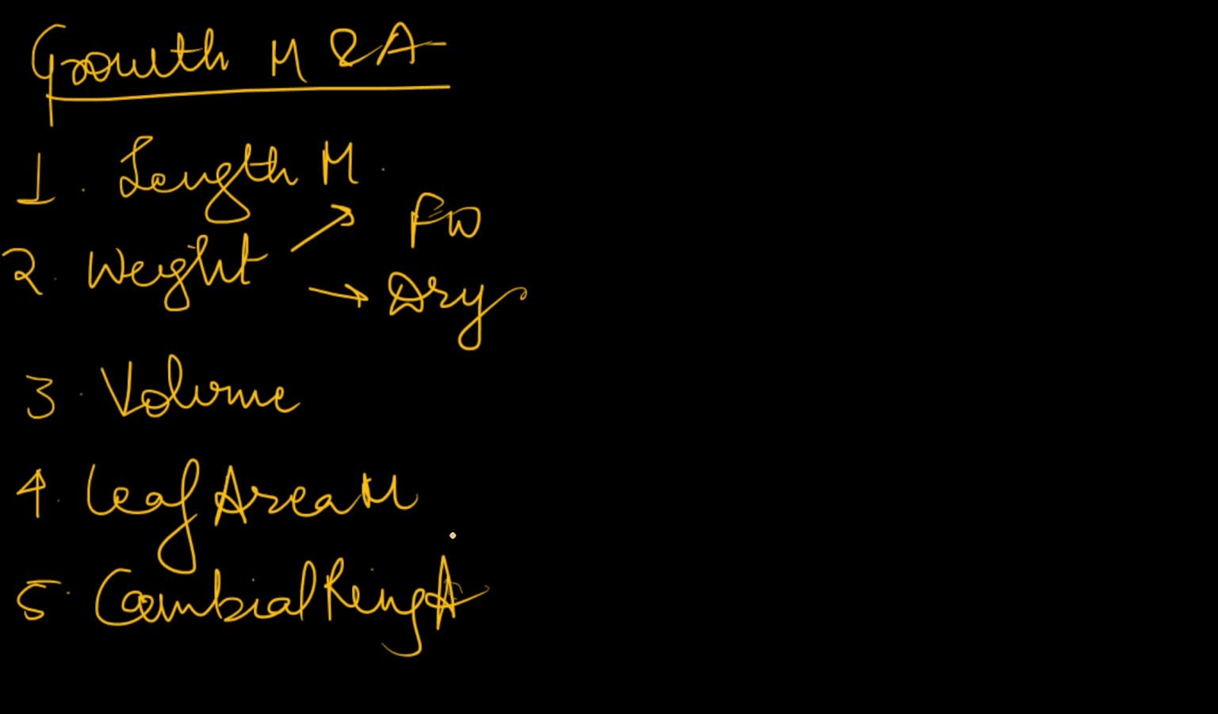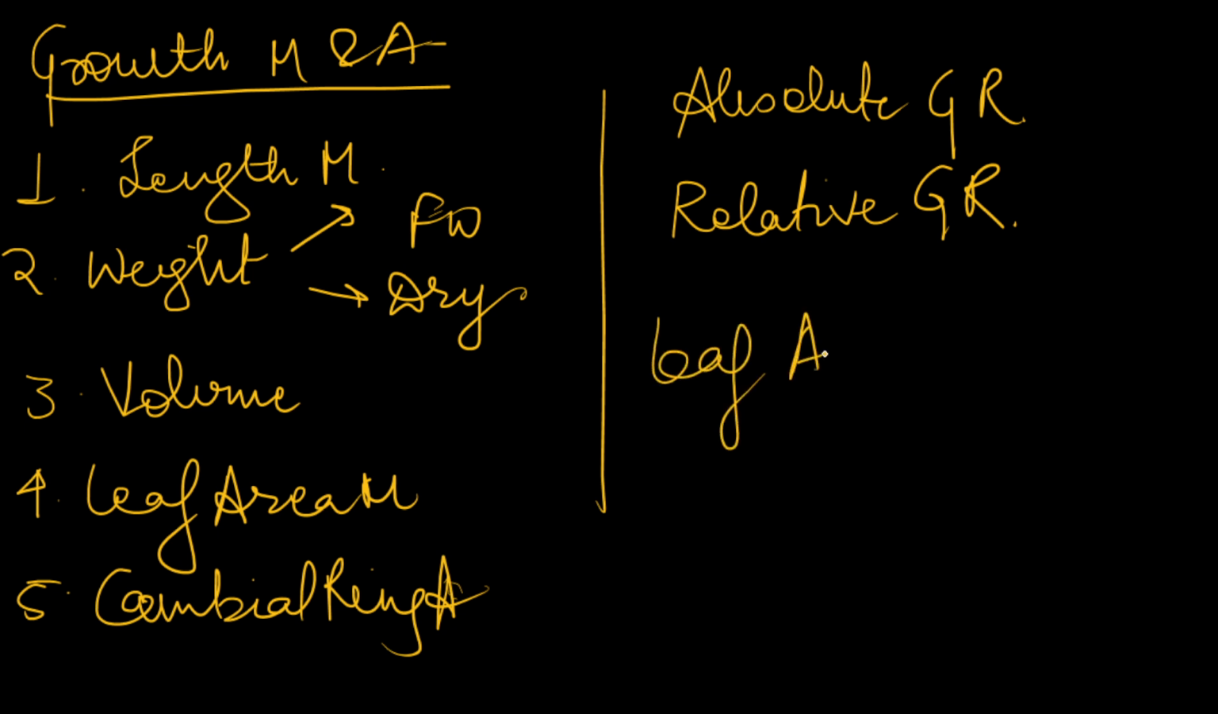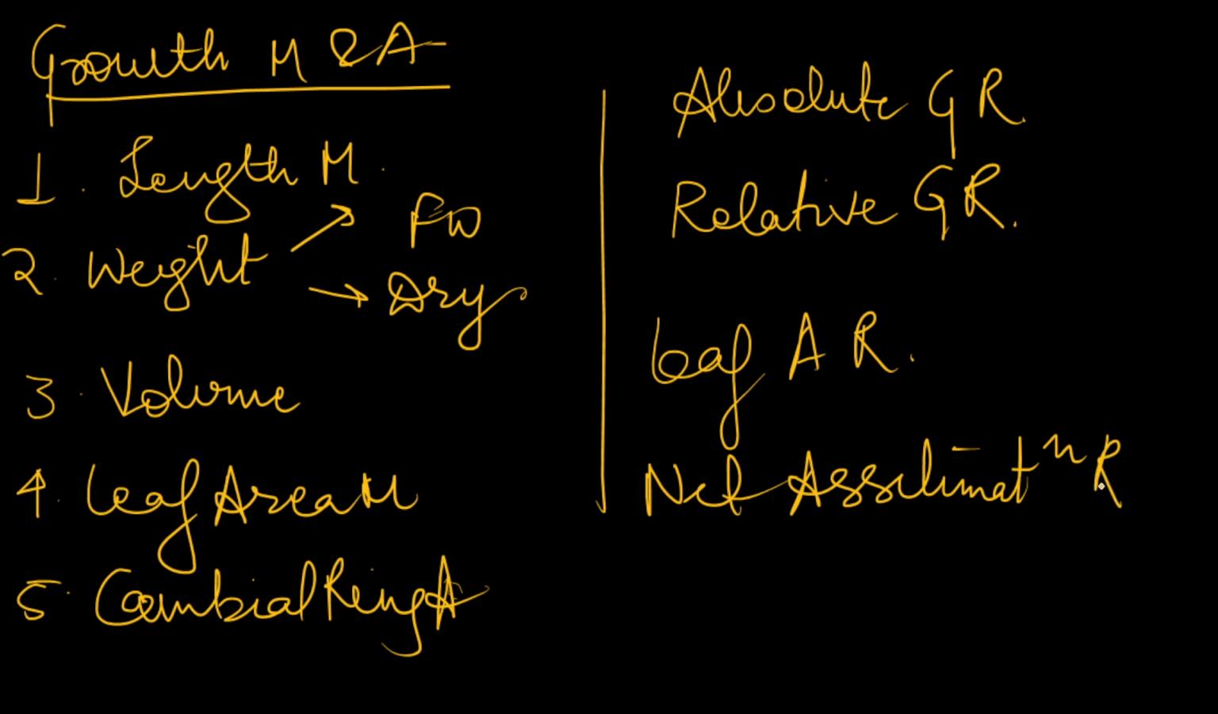Then we have various kinds of analysis we can do. We can do absolute growth rate analysis. We can measure relative growth rate. We can measure leaf area ratio, which we have discussed just here. Net assimilation rate can be measured. All these things can be measured. So this is how you can measure growth and how you can analyze growth. So you can mention all these things.